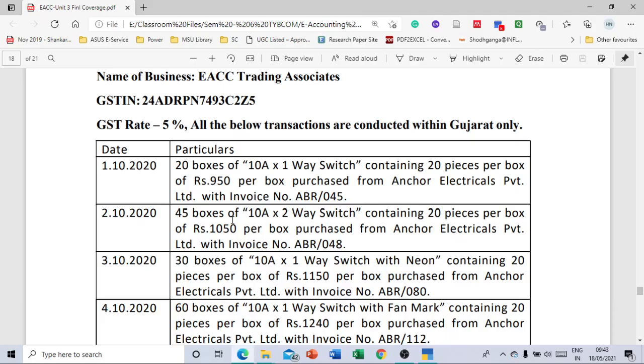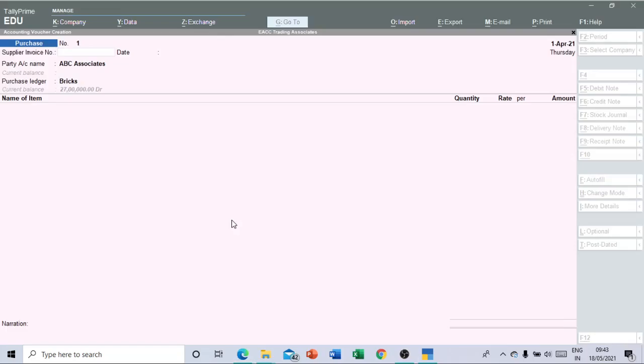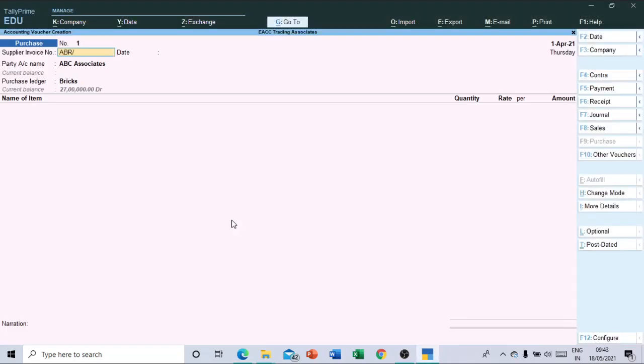The first entry. So date on the first April, invoice number, these are same APR on the 045, the same date it is invoice date entry.